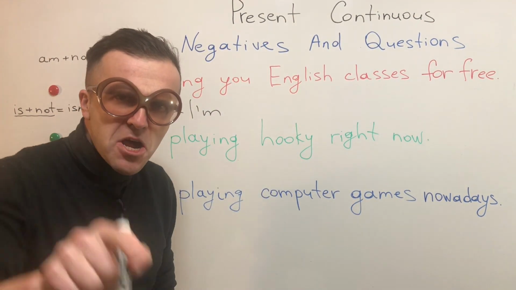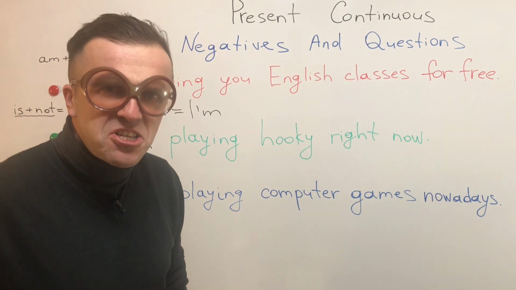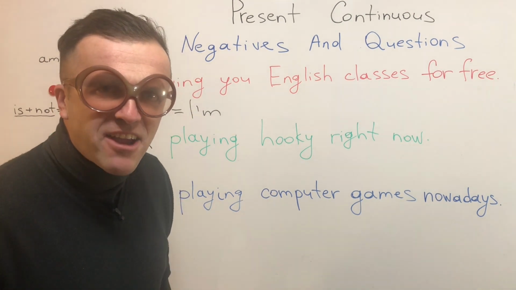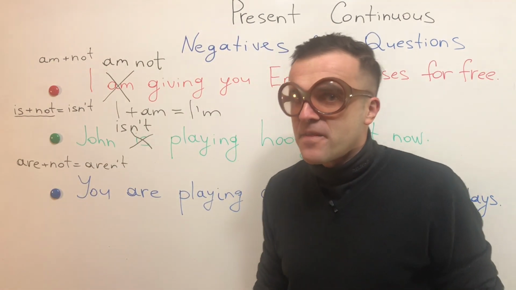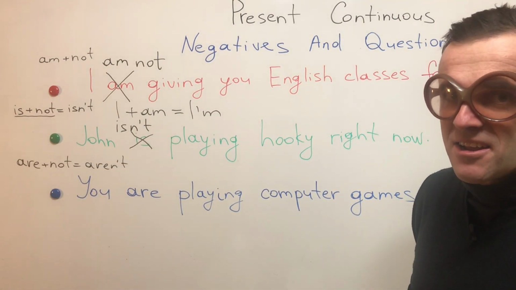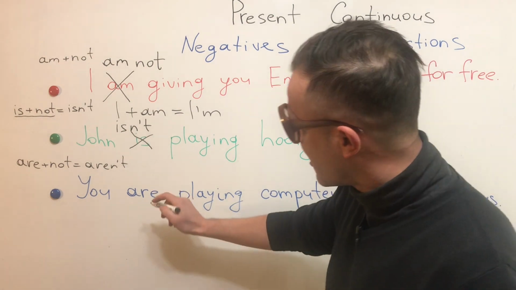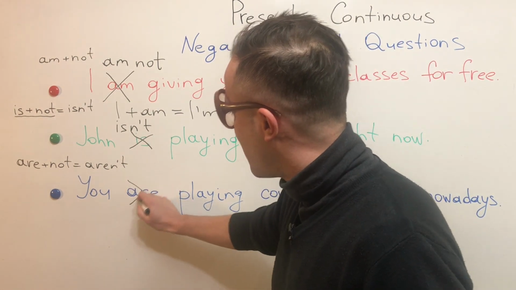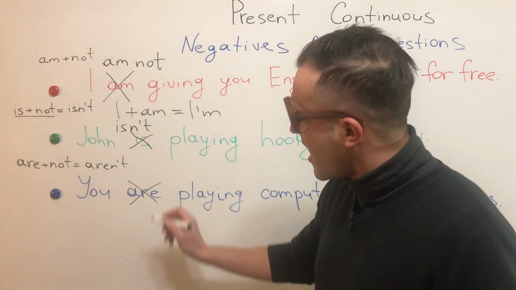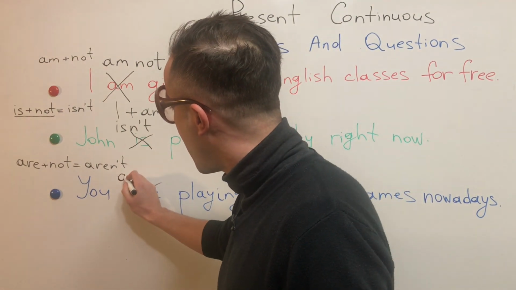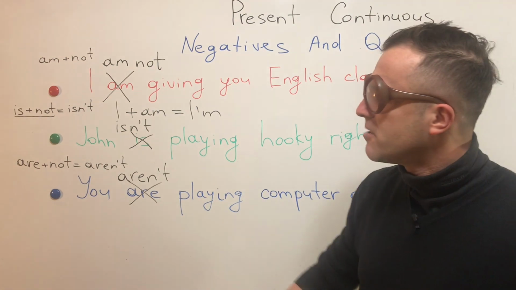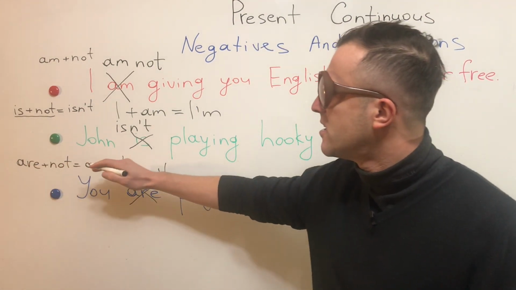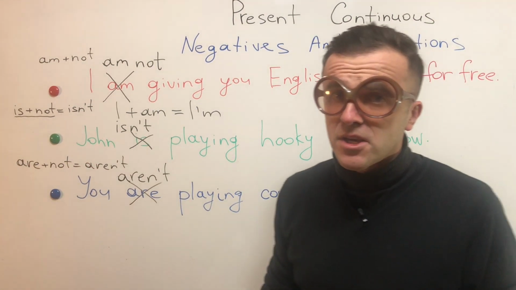Alright, so the third example: you are playing computer games nowadays. You are all playing computer games nowadays. You'll never achieve success if you play computer games nowadays. Okay, but if you are learning with Mr. Mark, you can cross out the verb are and put here aren't. So why aren't? Because are plus not gives aren't.